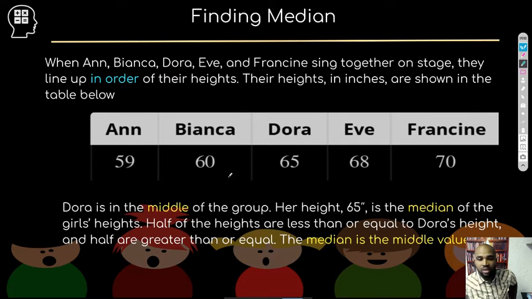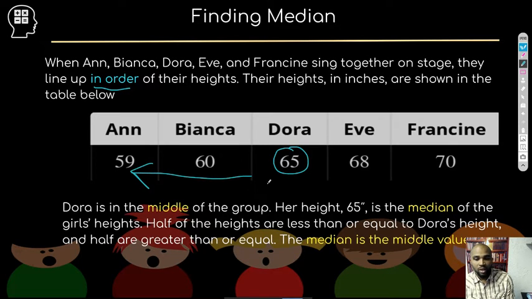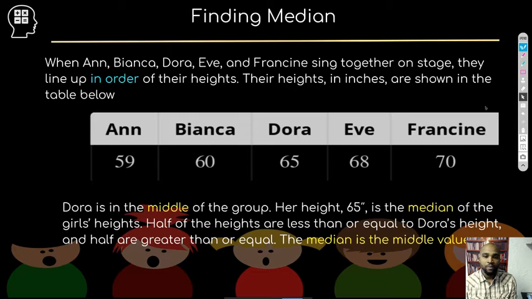So in this case, if you line them up in order, and that's important for median, they have to be in order from least to greatest. We're going to look for the middle number, and Dora is the median of this group. Her height is 65. That is the median of the girls' heights. Half of the heights are less, and half the heights are greater. It's right there in the middle. So the median is the middle value. Pretty simple, right? Not a lot of math required, but mostly vocabulary and your thinking.